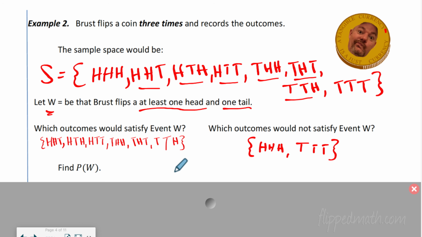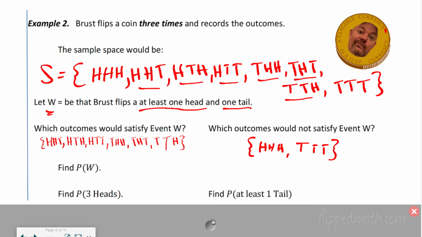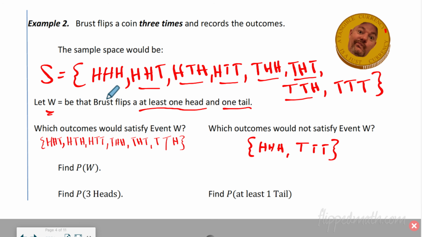Okay, so now find the probability of W. Remember, W is finding at least 1 heads and 1 tails. So 6 of them out of the 8. There's 8 total.